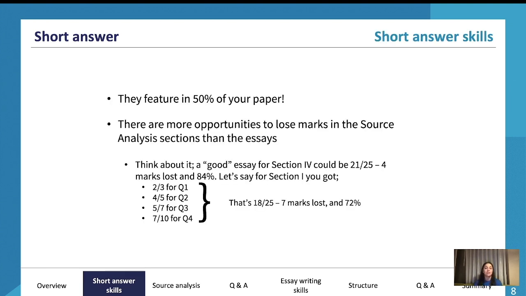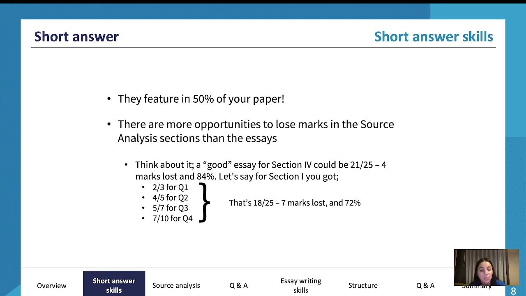So short answer features 50% of your paper, and there's more opportunities to lose marks in the source analysis section than the essays, because you might think a good essay mark, for example, is 21 out of 25, which is 4 marks lost and 84%, so that's really good for modern history. But if you, for section 1, got 2 out of 3, 4 out of 5, 5 out of 7, and 7 out of 10, they're pretty good marks. You're just losing one or two here and there. That's 18 out of 25, which is a 72%. Even though you're just losing a mark here, a mark there, 2 there.